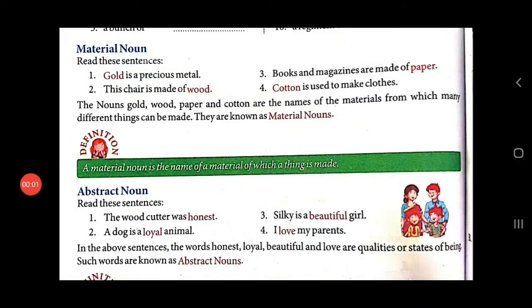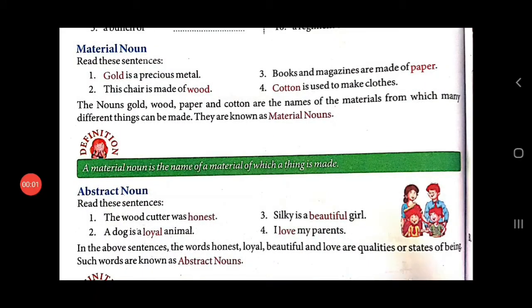Now on page number 20, same page children, talking about material noun. First of all, they are asking you to read the sentences which are given below. First one, gold is a precious metal. Second, this chair is made of wood. Third, books and magazines are made of paper. Fourth, cotton is used to make clothes.